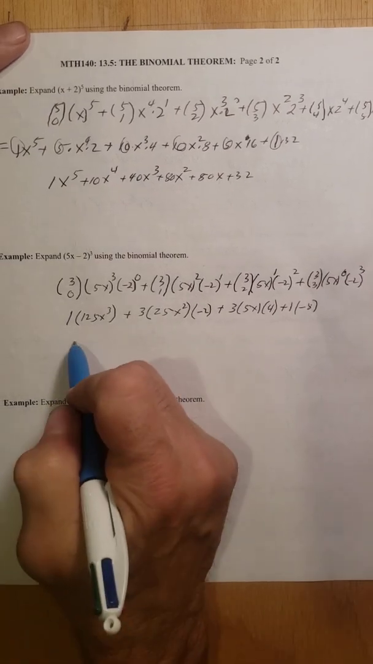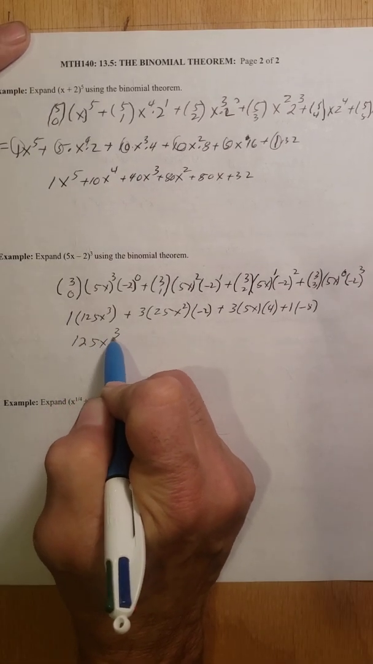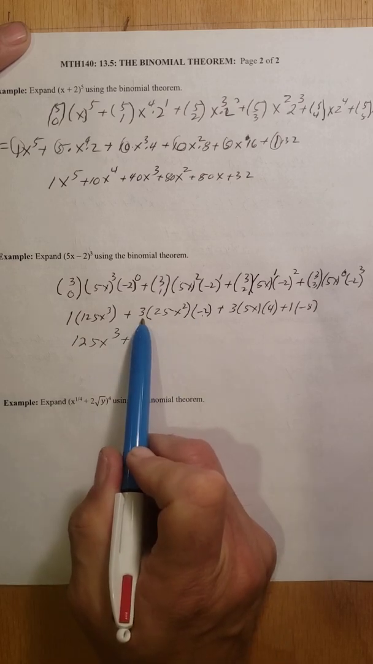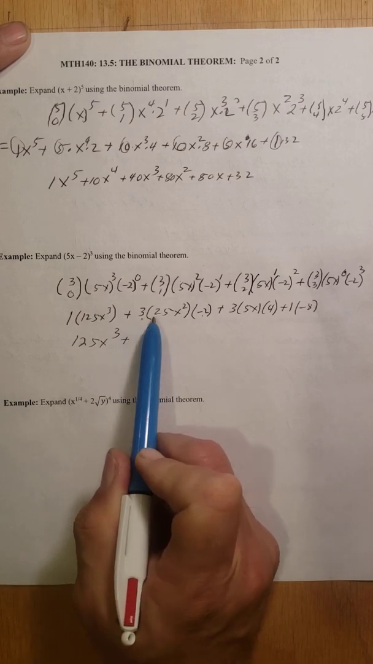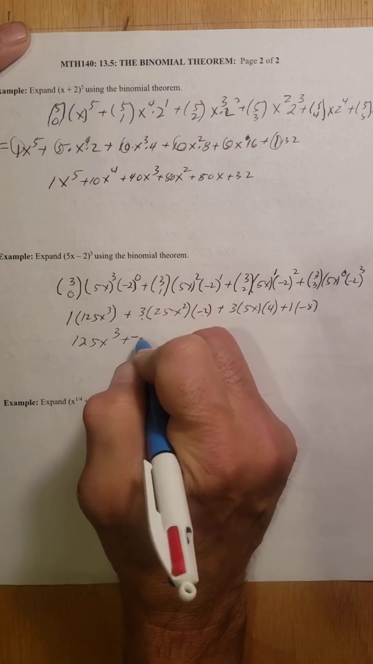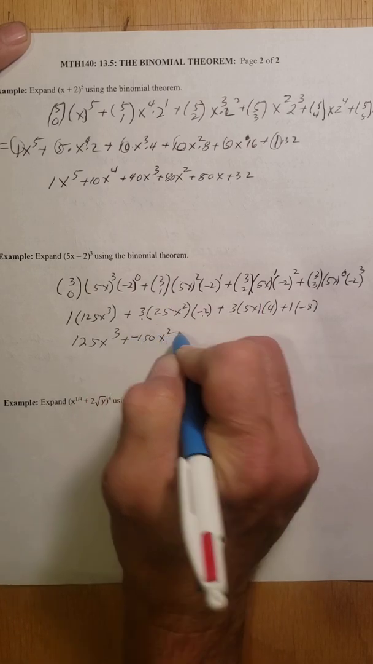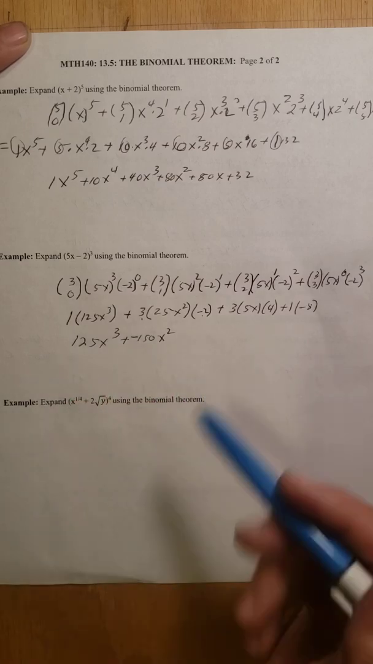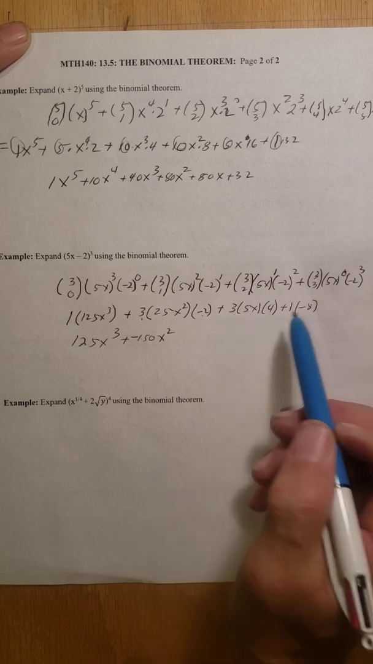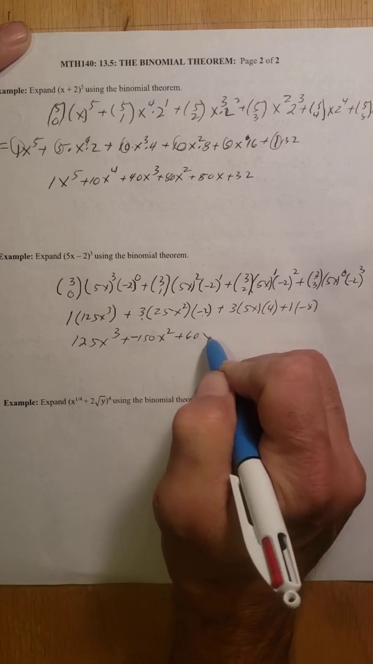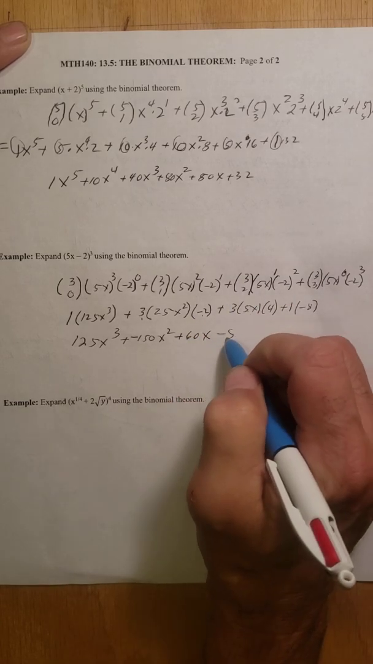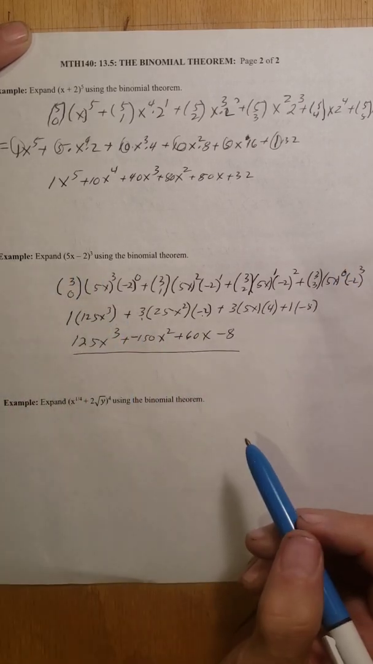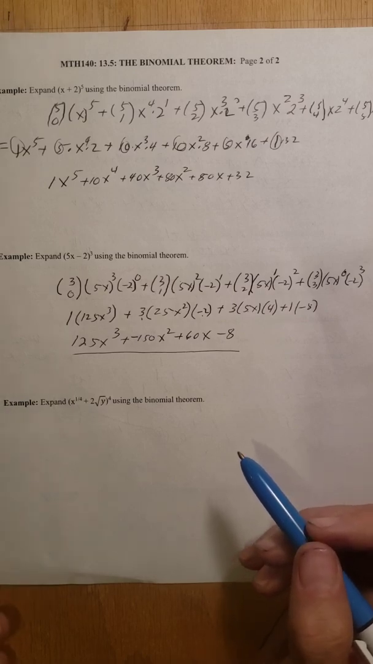So what do we end up with? 125x cubed plus, let's see, negative 2 times 3 is negative 6 times 125 is a negative 150x squared. So you could have minus 150 there, I suppose. 3 times 5 is 15 times 4 is 60. So this is plus 60x minus 8. And that is my expansion of 5x minus 2 cubed.